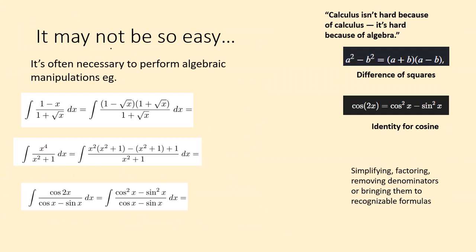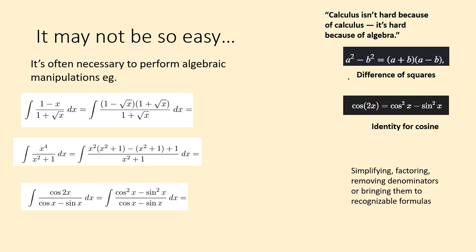As you can see, it is often necessary to perform algebraic manipulations, just like in these examples below. For example, you need to know some algebraic properties. Somebody said once calculus isn't hard because of calculus, it's hard because of algebra. So you need to know algebra first, then you can do calculus. Without it, you won't be able to do it.